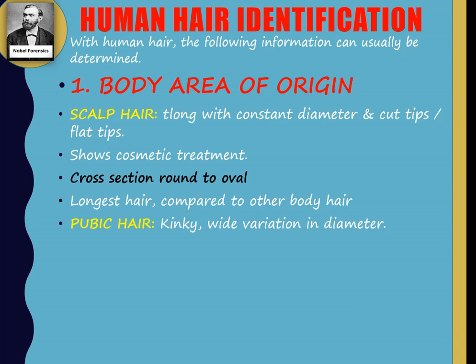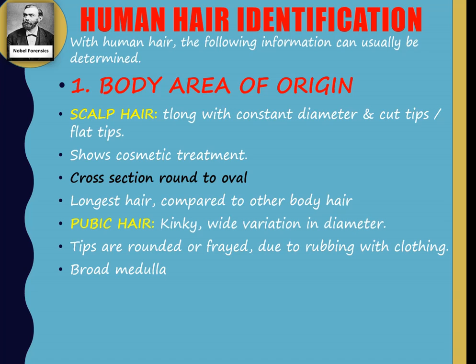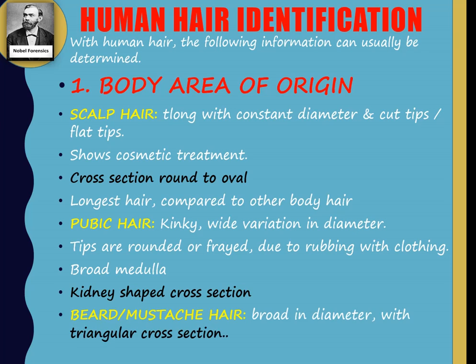Then pubic hair. Pubic hair is usually kinky with wide variation in diameter. Tips are rounded or frayed due to rubbing with clothing. Pubic hair also usually has a broad medulla. Pubic hair cross section is kidney shaped. And beard or mustache hair has a broad diameter with a triangular cross section.